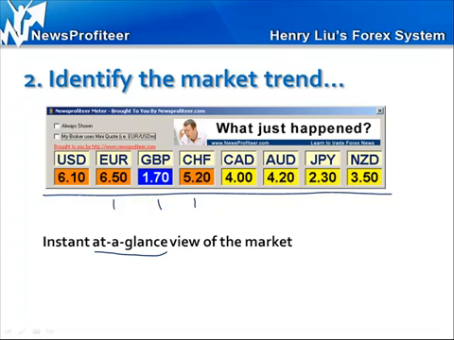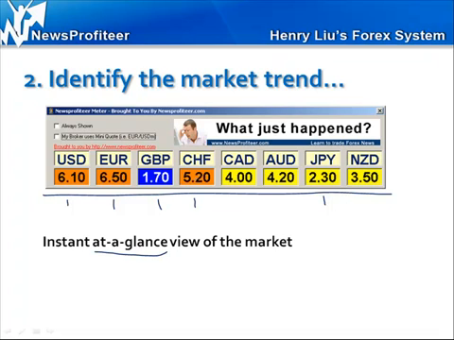And of course, you also have to pay attention to the dollar and the Japanese yen, since they are the most traded currencies as well. But by looking at the market trend immediately, you're seeing the euro showing at 650, the dollar showing at 610, and the pound showing at 170. And then you look at the Swiss franc, showing at 5.2.